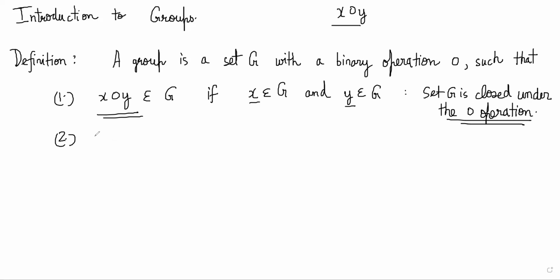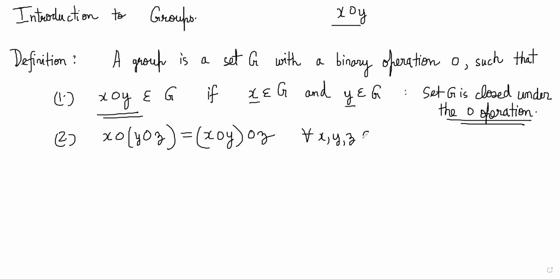Then the second property is the associative property: x dot y dot z should be equal to x dot y dot z for all x, y, z belongs to G. So this is associativity. This is standard in many other sets. For example, integers, at least the multiplication is associative. So this property tells us that the choice of the place where you put the parenthesis doesn't matter, right?